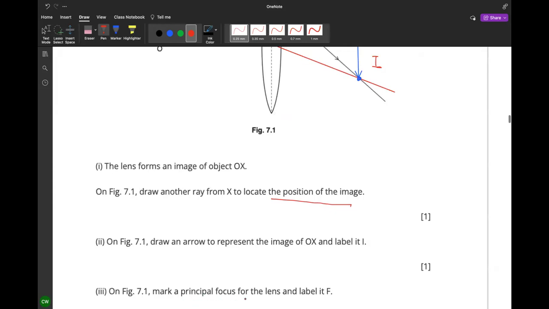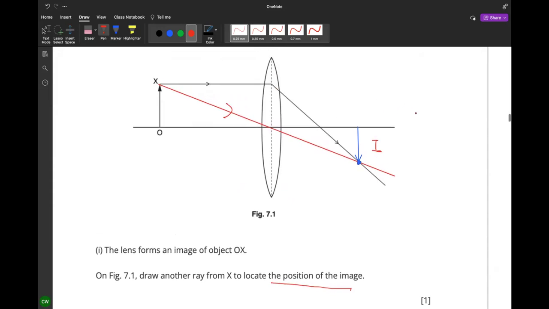Okay, mark the principal focus on the lens and label this one as F. So where is the principal focus? Do you know the position of the principal focus? Where is it? The point is actually here. This is called the principal focus. Okay, this is the principal focus.